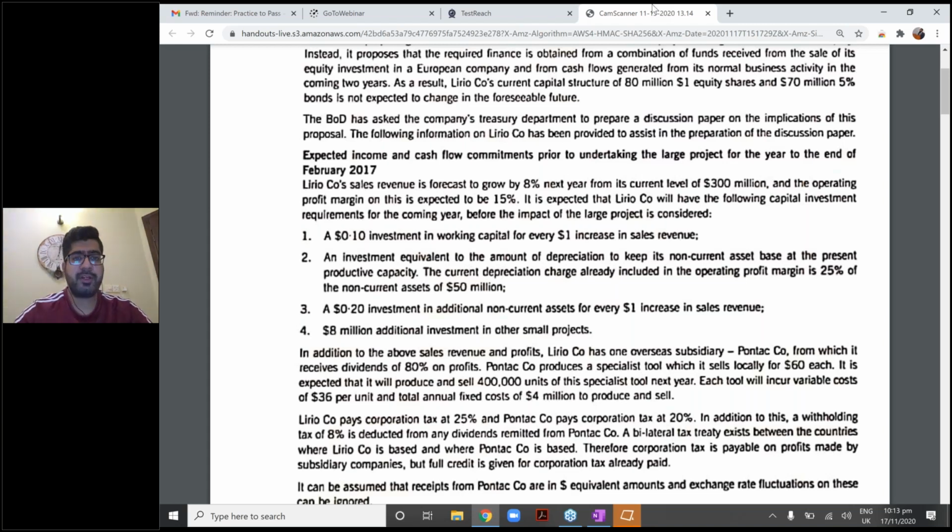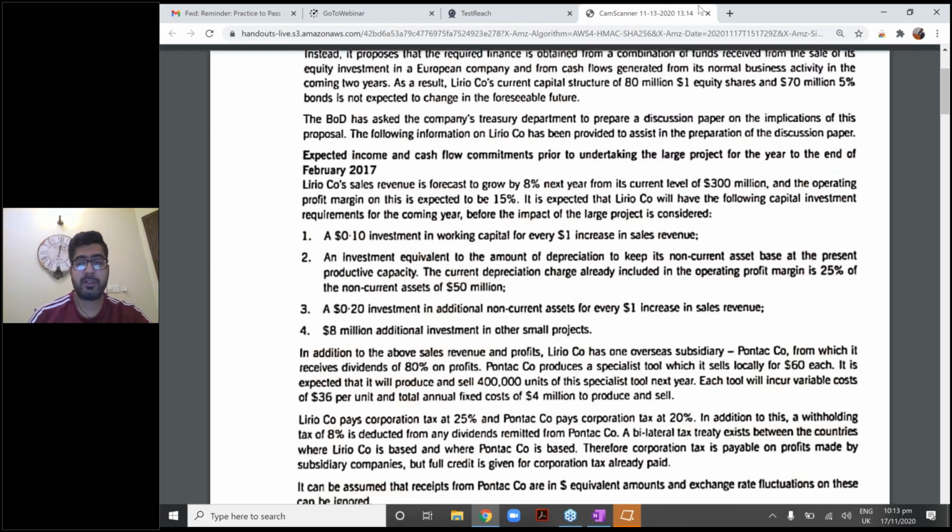A $0.1 investment in working capital for every $1 increase in revenue. An investment equivalent to the amount of depreciation to keep its non-current asset base at present capacity. Depreciation charge already included in operating profit margin is 25% of non-current assets of $50. A $0.2 investment in additional non-current assets for every $1 increase in revenue. $8 million additional investment in other small projects.